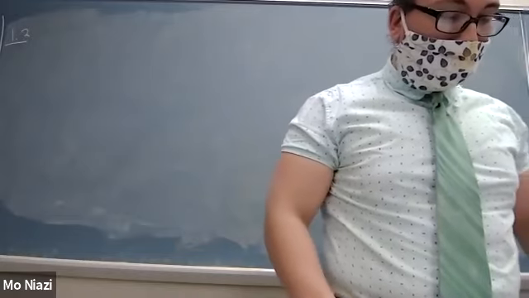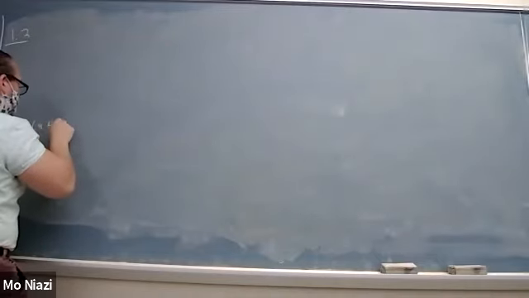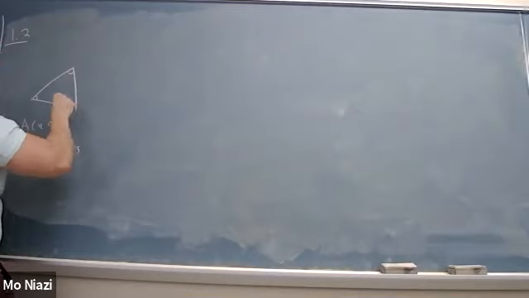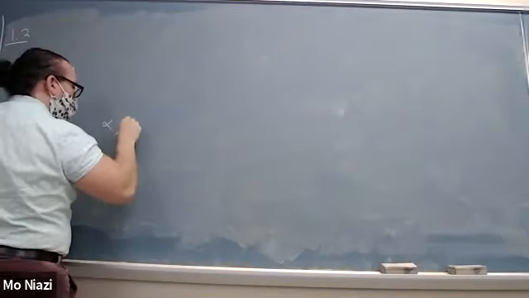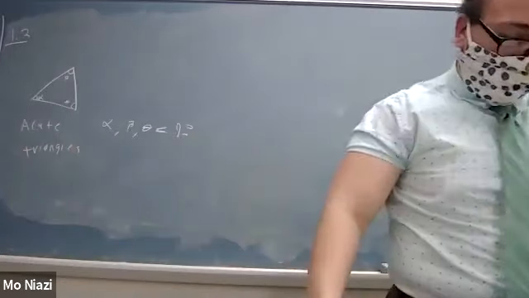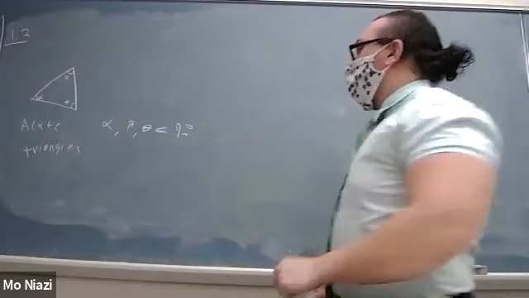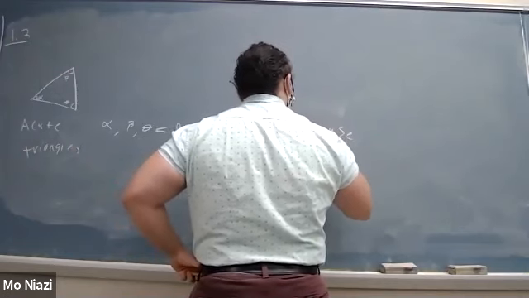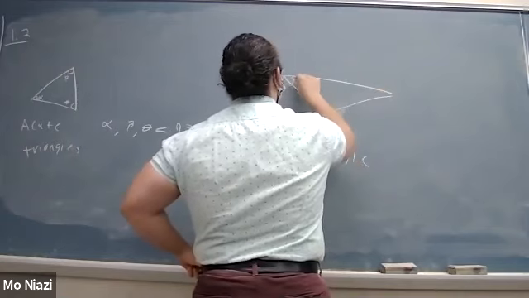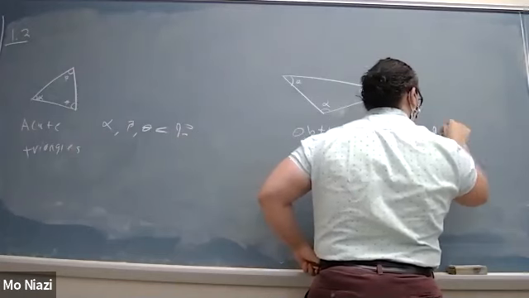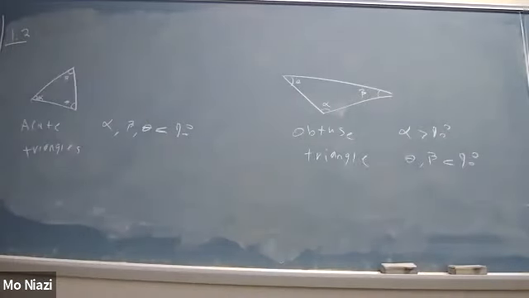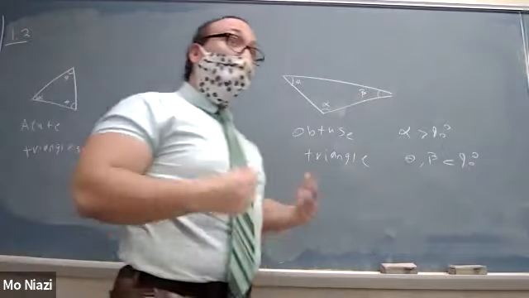Now, we also have triangles called acute triangles. They're triangles such that all of their angles, alpha, beta, theta, are less than 90. There's an obtuse triangle, where one of the angles, let's call it alpha, theta, and beta, alpha is greater than 90, and theta and beta will be less than 90. So an obtuse triangle has one obtuse angle. An acute triangle has 3 acute angles. A right triangle has one 90-degree angle.